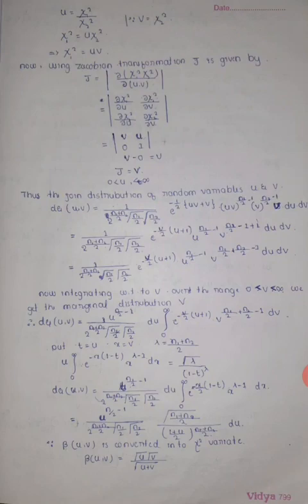distribution of u. Therefore, g of u is equal to u raised to n1 by 2 minus 1 divided by 2 raised to (n1 plus n2) upon 2, gamma of n1 by 2 into gamma of n2 by 2, du, integration from 0 to infinity of e raised to minus phi by 2 into bracket (u plus 1), into phi raised to (n1 plus n2) upon 2 minus 1, d phi. Now, put t equal to u and x equal to phi.